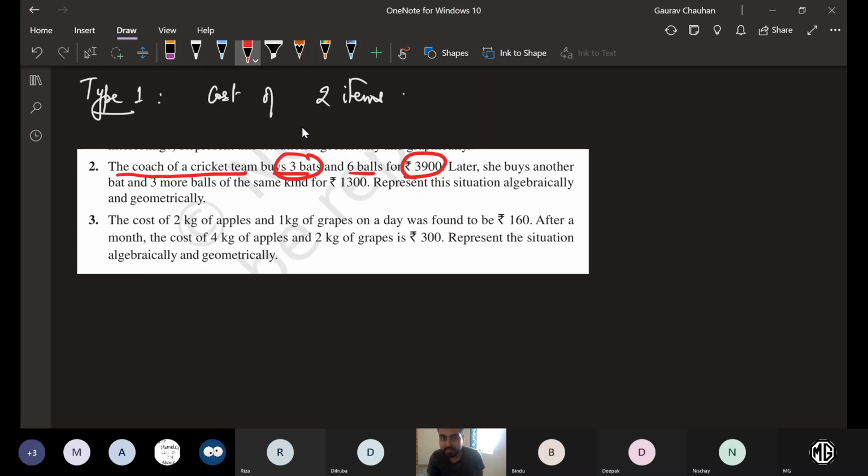Okay, the cost of 3 bats plus 6 balls is 3,900. Later, she buys another bat. Another means how many bats? 1 bat and 3 more balls. Correct. Simply they are using words like more, another and all. Basically it is 1 bat and 3 balls of the same kind for rupees 1,300. Represent this situation algebraically and geometrically.